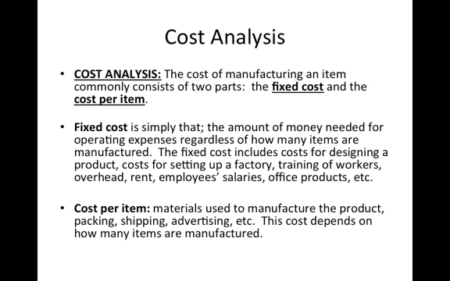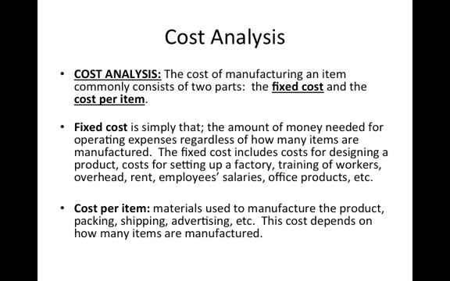The cost of manufacturing an item commonly consists of two parts, the fixed cost and the cost per item. Fixed cost is simply that, the amount of money needed for operating expenses regardless of how many items are manufactured. So if you produce one item or you produce 1,000, you're still going to have the same fixed cost no matter what. So these include costs for designing a product, costs for setting up a factory, training workers, overhead, rent, employee salaries, office products, etc.